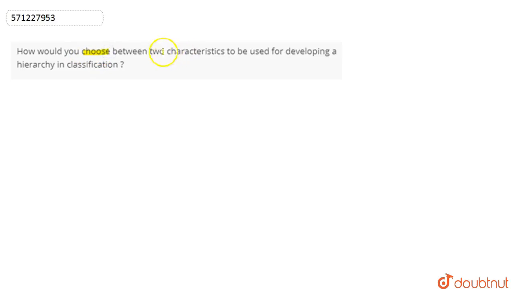If we talk about this question, we are asked how would you choose between two characteristics to be used for developing a hierarchy in classification. Whenever we are developing a hierarchy in classification, we have to choose between two characteristics, which one will we choose?